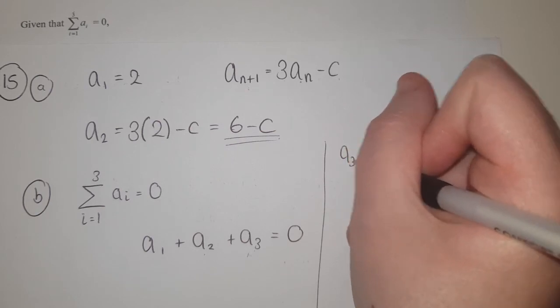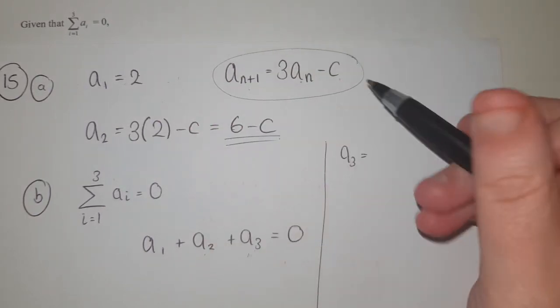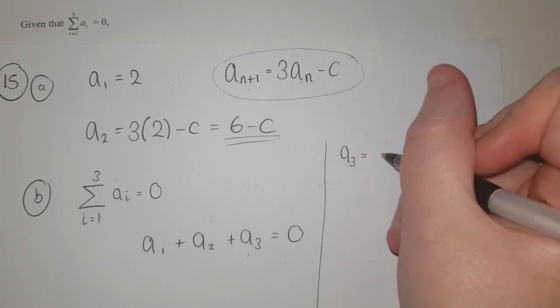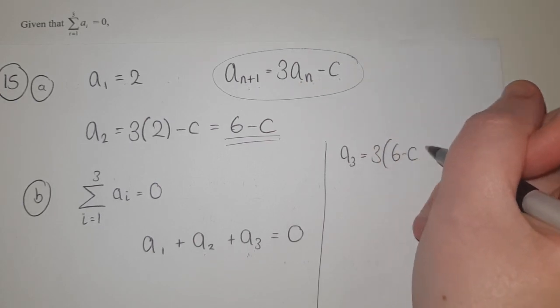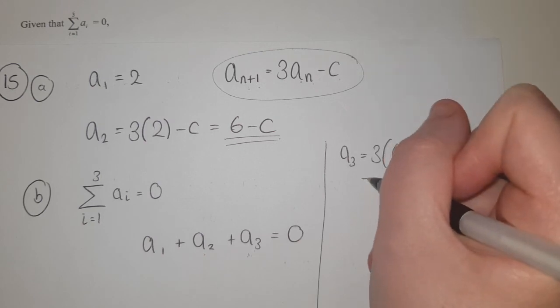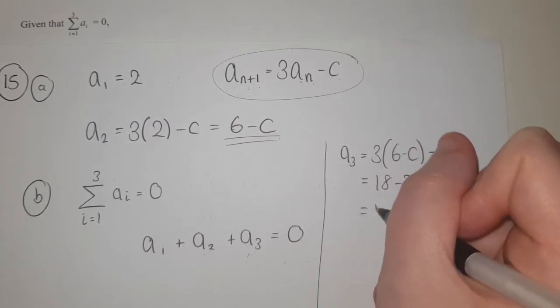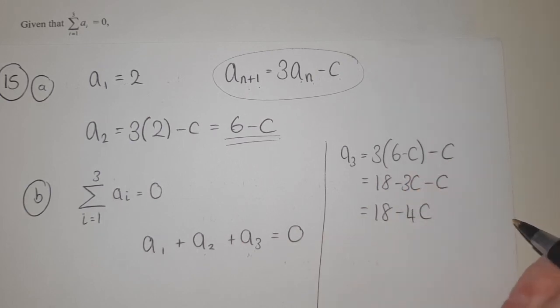So a3, using our formula at the top again, I'd need 3 lots of a2 minus c. So I need 3 lots of my a2 value minus c. So I get 18 minus 3c minus another c. So I get 18 minus 4c.